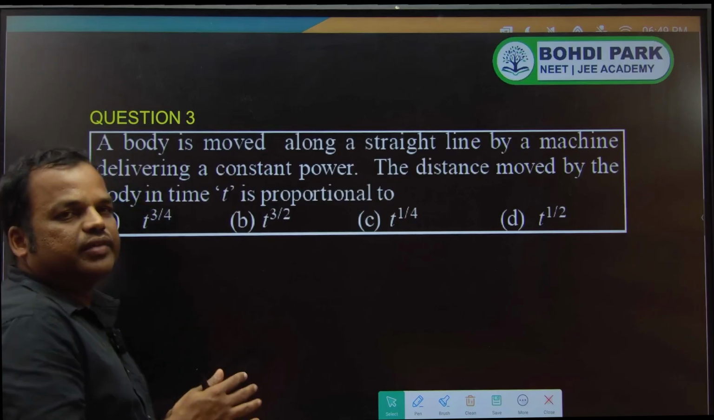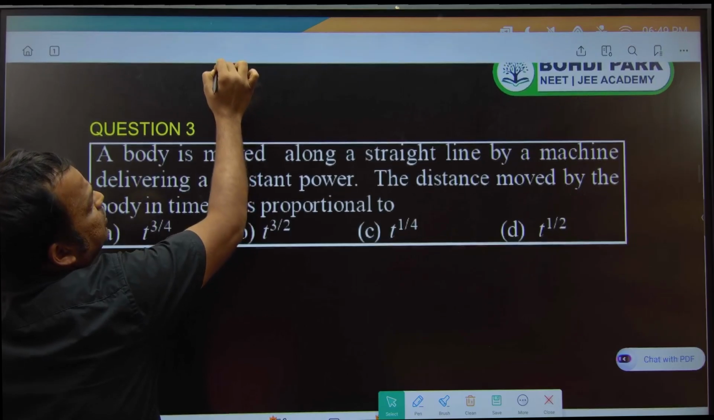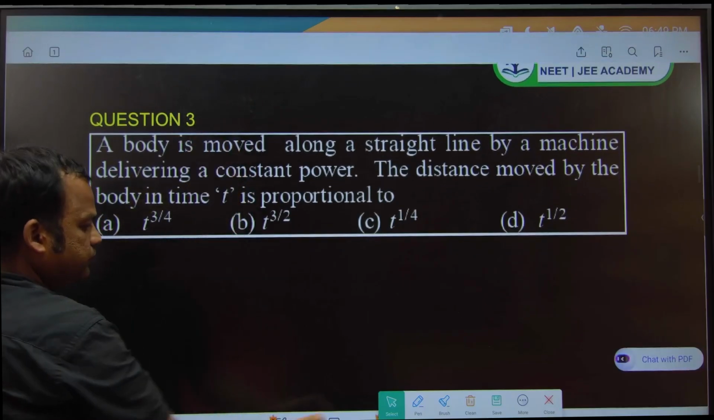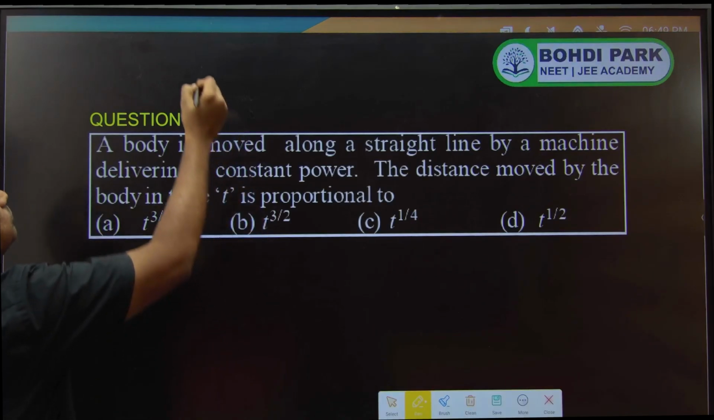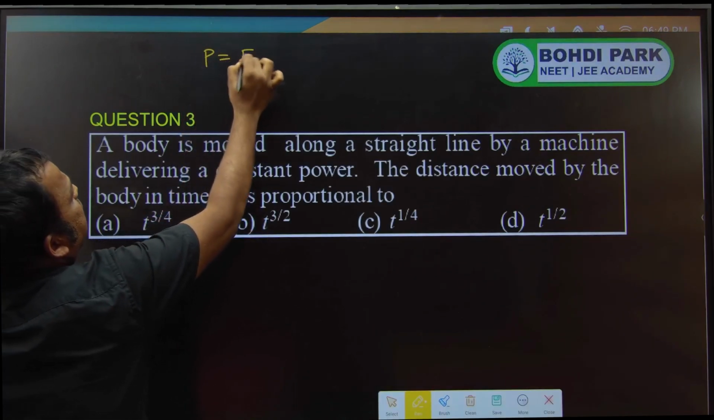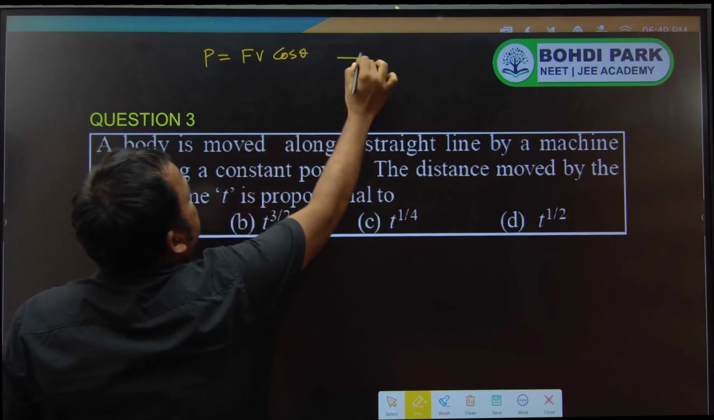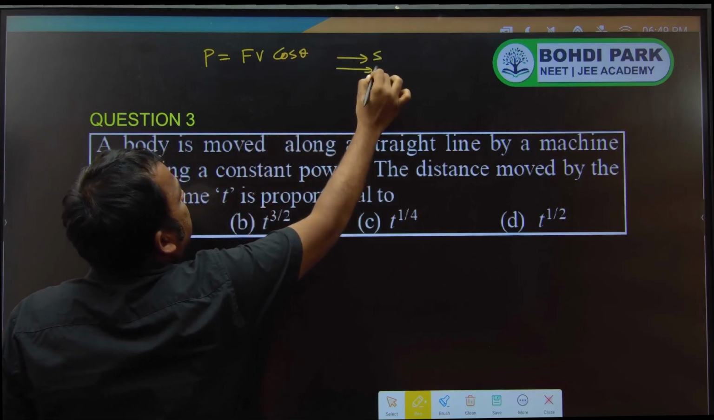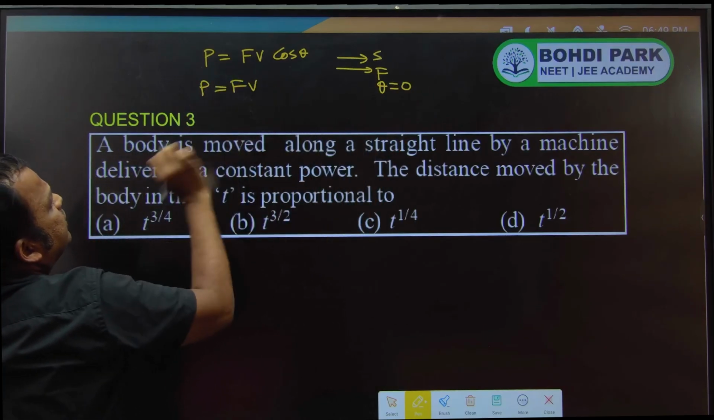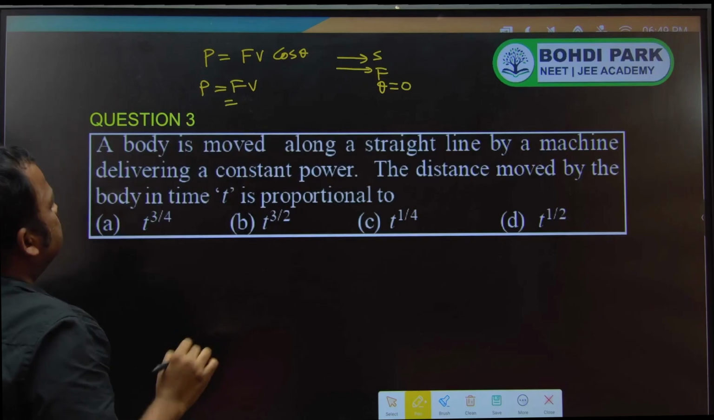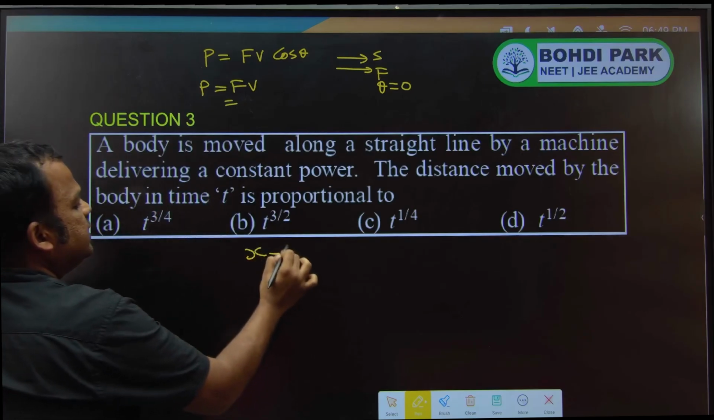Whenever we have been given instantaneous power, instantaneous power is given by P equal to force into velocity into cos theta. The displacement and force both have the same direction, so theta is 0. So we have P equal to Fv. Now we have to find the distance and time relation, so we have to find the x-t relation.